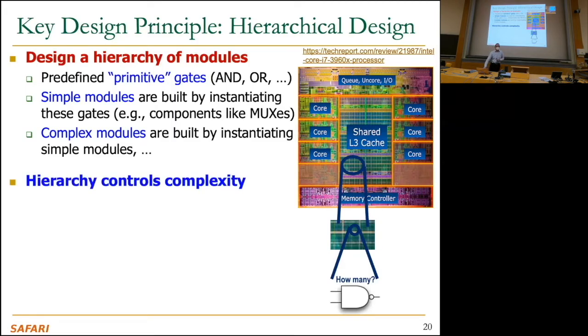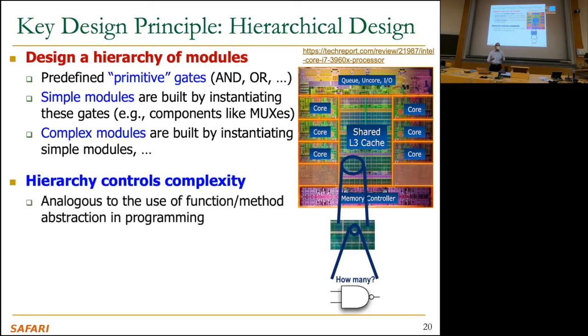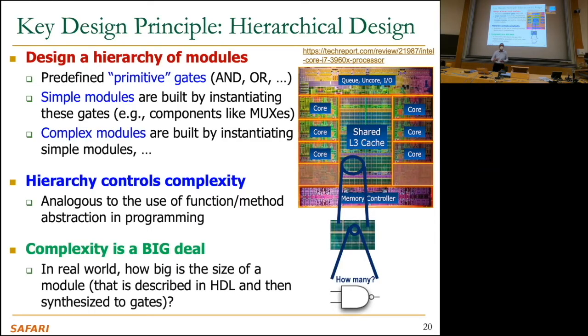And hierarchy really controls complexity in the end, because this is very similar to using functions in your programming, right? If you're doing software programming, if you don't use any functions, it looks like a mess, right? Especially if you're doing a huge project. But clearly, functions and other productivity techniques help that. And complexity is a huge problem. I don't want to motivate this again, but clearly we're dealing with billions of transistors today. If you have to specify every single gate, then you have a huge problem.